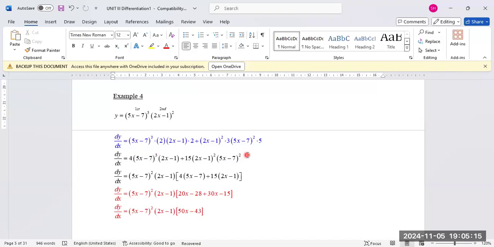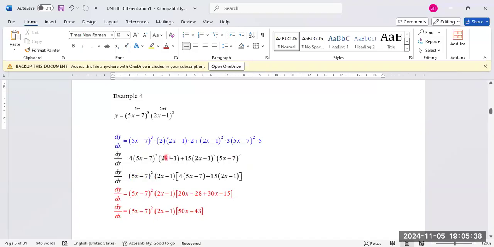Why is it to the second? Because I take out the smaller of the two exponents. Very good. So I recognize that inside of this, 5x minus 7 to the second, 5x minus 7 to the third, I have to take out the smaller of the two. So I've taken out all of 5x minus 7 to the second power. So boom, 5x minus 7 to the second power.